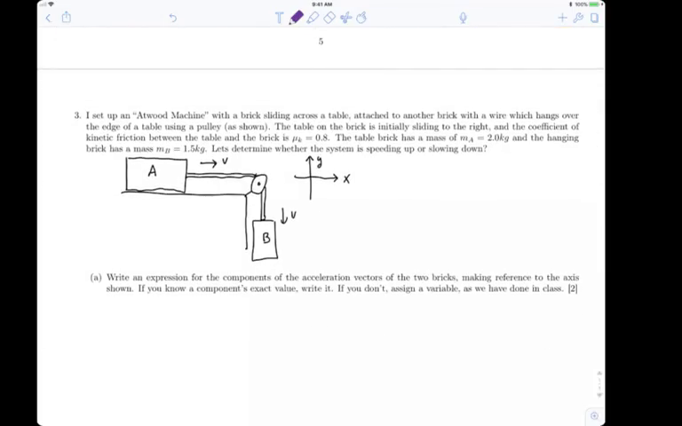All right. Atwood machine. With the brick sliding across the table attached to another brick with a wire that hangs over the edge. The table and the pulley are sliding on the track. Coefficient of kinetic friction between the table and brick. The table brick has mass 2 kilograms and 1.5 kilograms for the other one. Let's determine if the system is speeding up or slowing down.